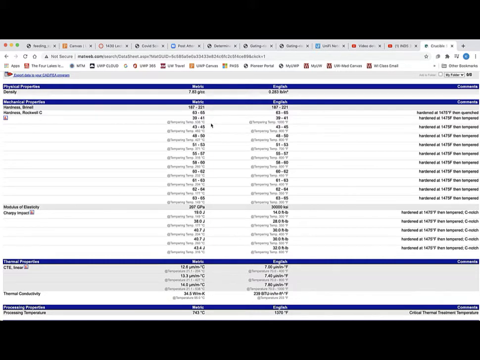Tempering temperature. So if we tempered at 1,000 degrees Fahrenheit, they do have the English units here, it's 39 to 41. Now, is that a high number? Remember that a soft steel might be Rockwell 10 to 25 or something like that. So this is much harder than that. The hardest you can get is like 65.